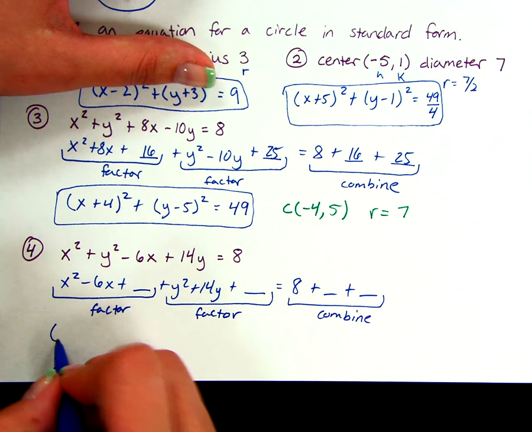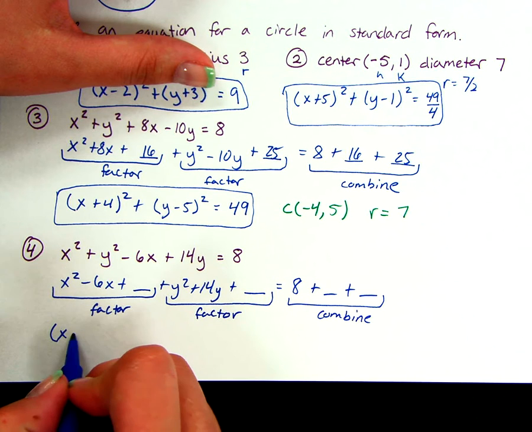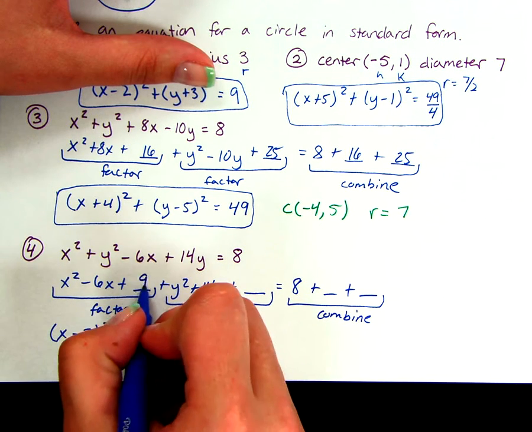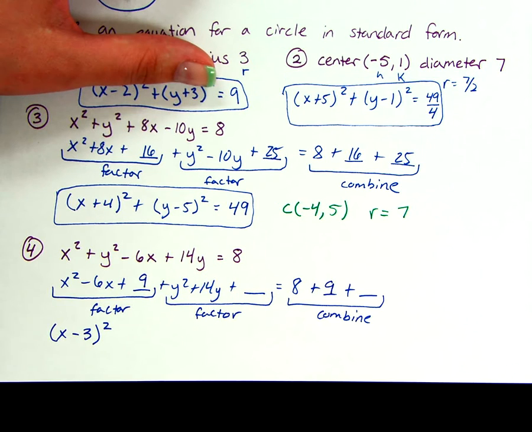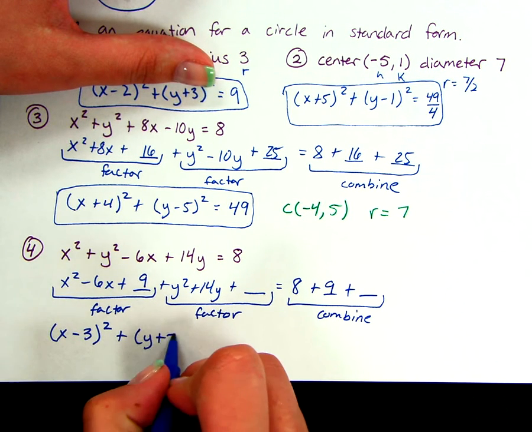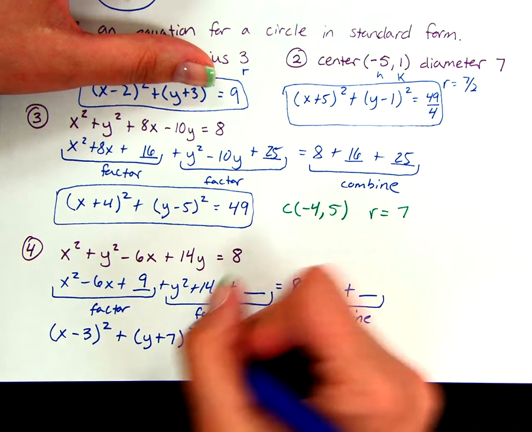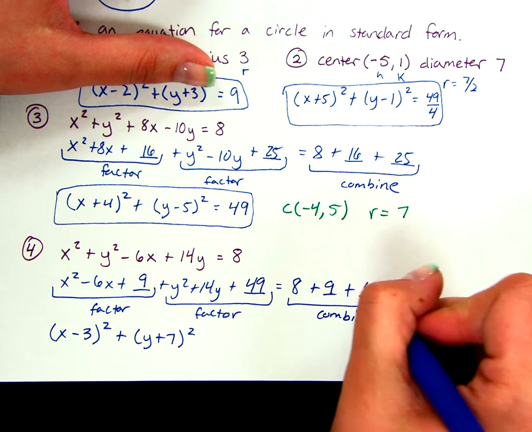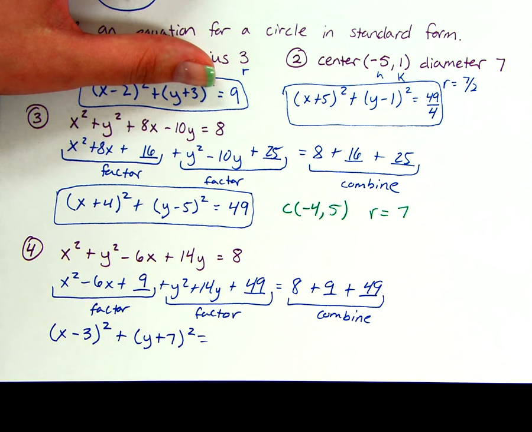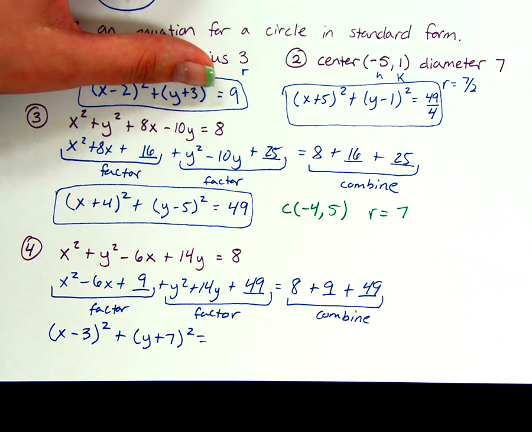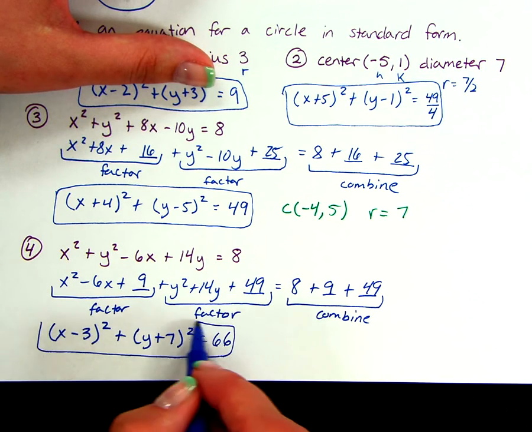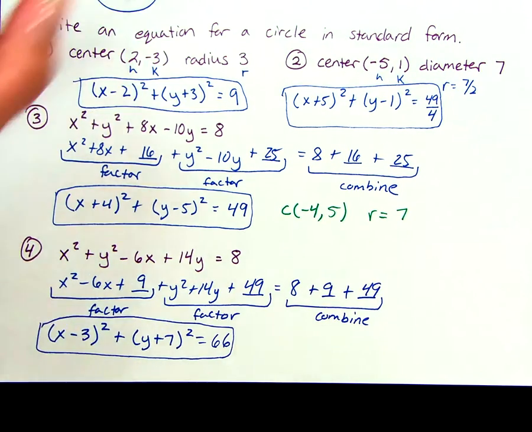Negative 6 divided by 2 is negative 3, squared. Negative 3 squared is 9, so I need a 9 on each side. 14 divided by 2 is 7, so (y + 7) squared. Then 7 squared is 49. Then we are combining the 8, the 9, and the 49. If we add all of those together, that will give us 66. So again, this would be our final answer for the equation.